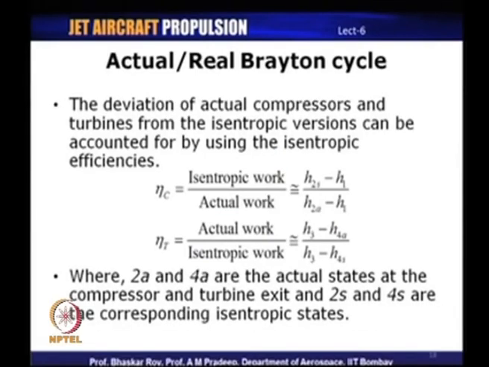So, how do you account for these differences? Now, we know that there are differences between an actual and an ideal Brayton cycle. One of the ways of accounting for the deviation of actual compressors and turbines is by defining the efficiencies during the compression and expansion processes. Let us take a look at the compression process first. The isentropic efficiency of a compression process is the ratio of the isentropic work to the actual work.